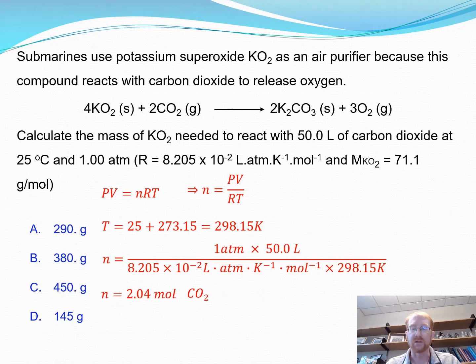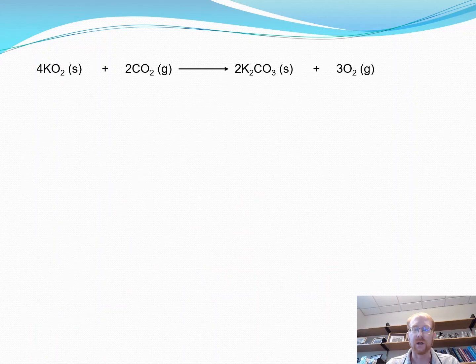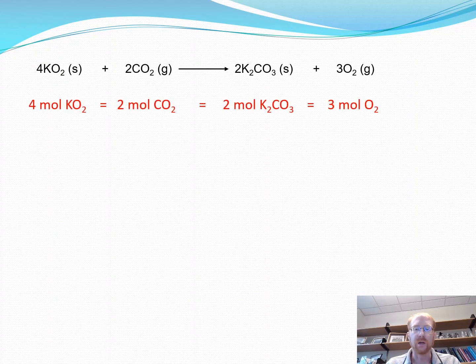So that's the trick with this one. Okay. So we started with 50 liters of carbon dioxide. So that's the moles I find. Now I just have to do a conversion from carbon dioxide to KO2, potassium superoxide. So let's go ahead and do that. Looking at our stoichiometry here, 4 moles of KO2 equal 2 moles of CO2 equals 2 moles of potassium carbonate and 3 moles of oxygen.